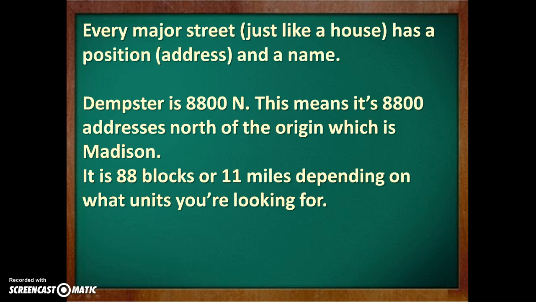For example, Dempster, right outside the school, is 8800 North. This means it's 8800 addresses north of the origin, which is going to be Madison Street, since Dempster runs east and west. It's 88 blocks or 11 miles, depending on what units you are looking for.